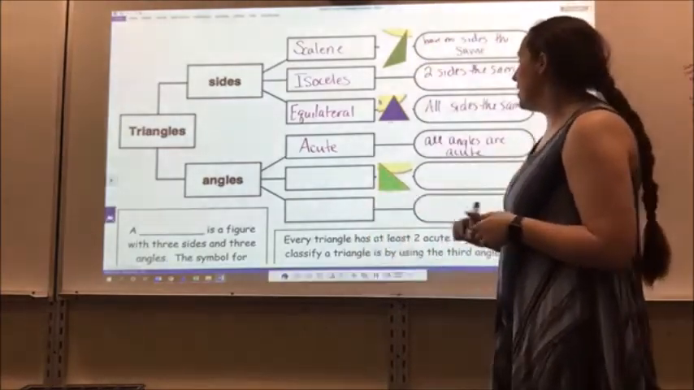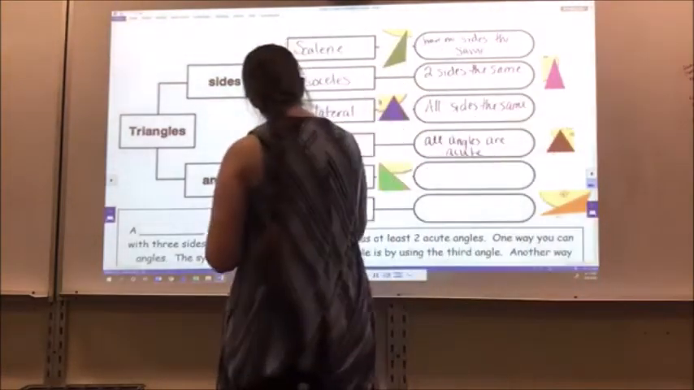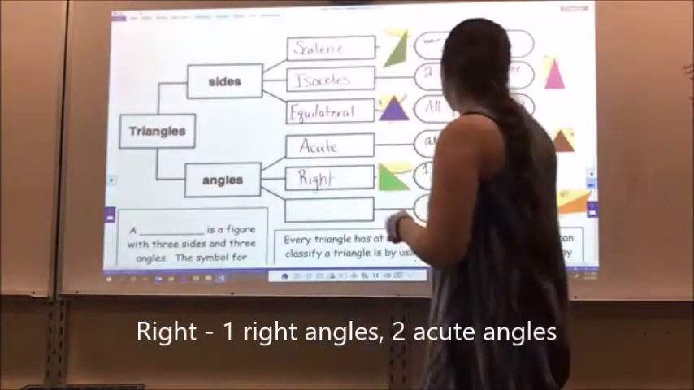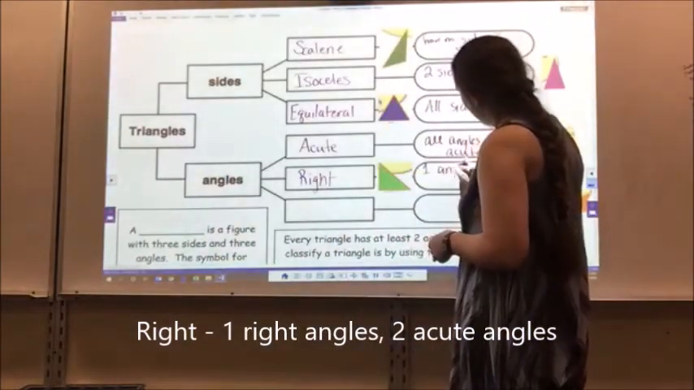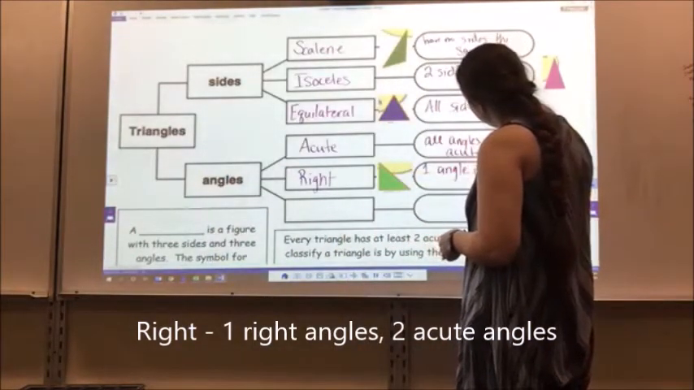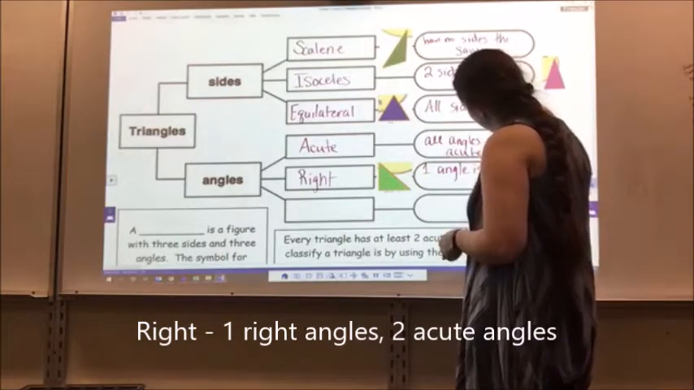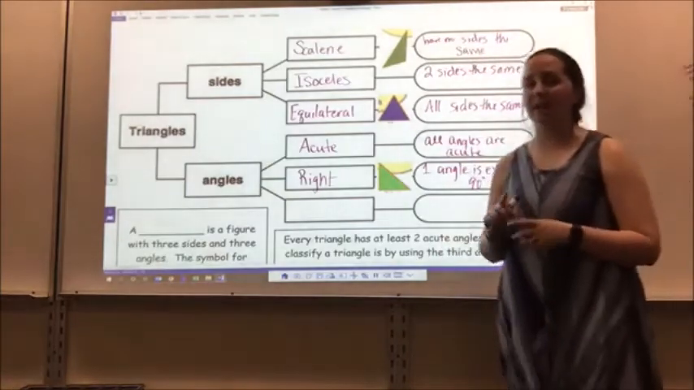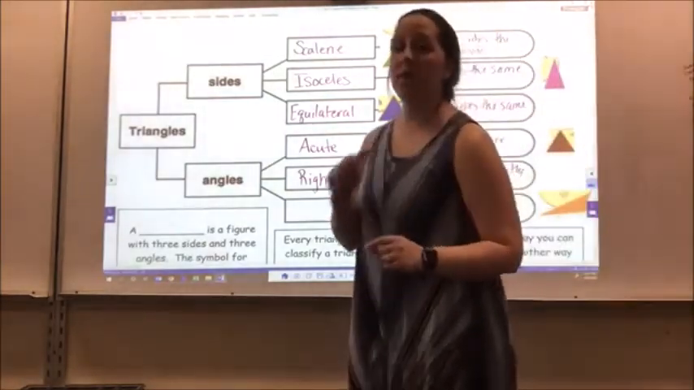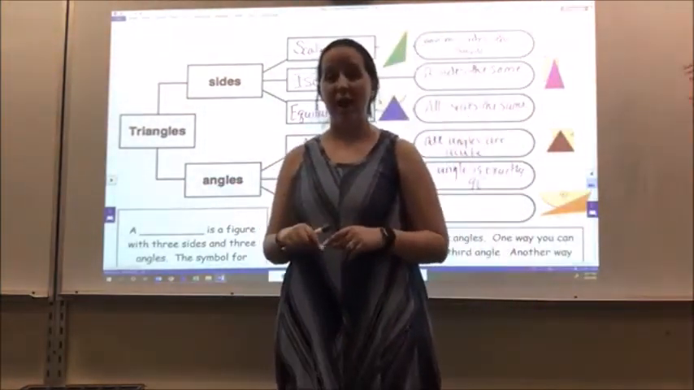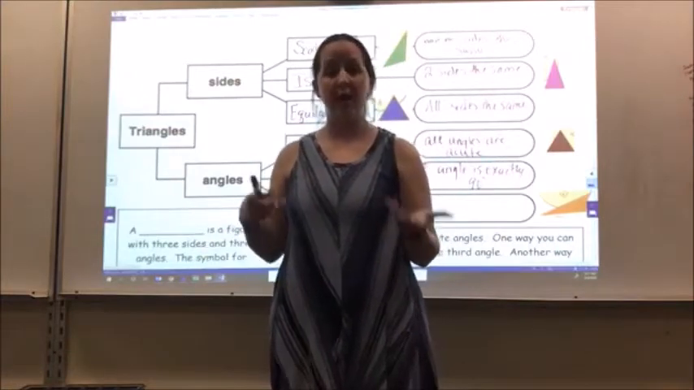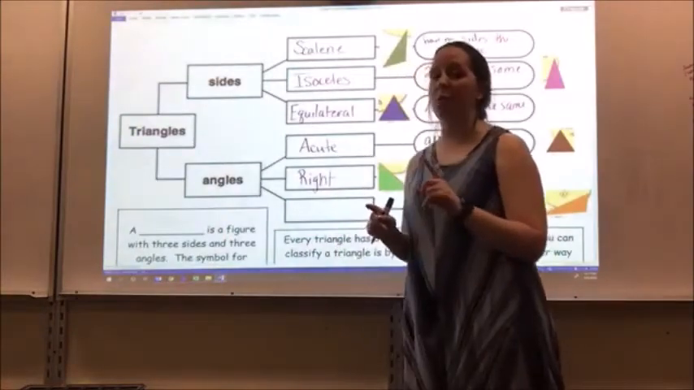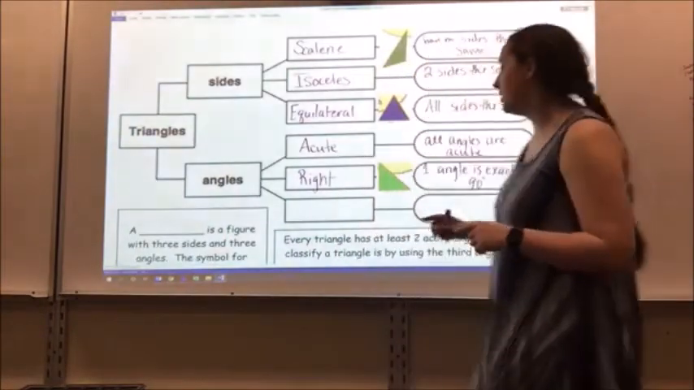For the next one, we can have a right triangle. That means one angle is exactly 90 degrees. One angle has to be exactly 90 degrees. You can't have more than one right angle in a triangle, otherwise you get a square or a rectangle, or another sort of polygon. You can only have one angle be a right angle in a triangle.